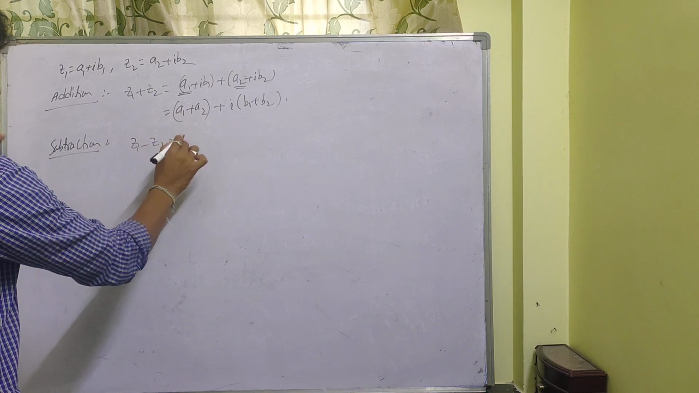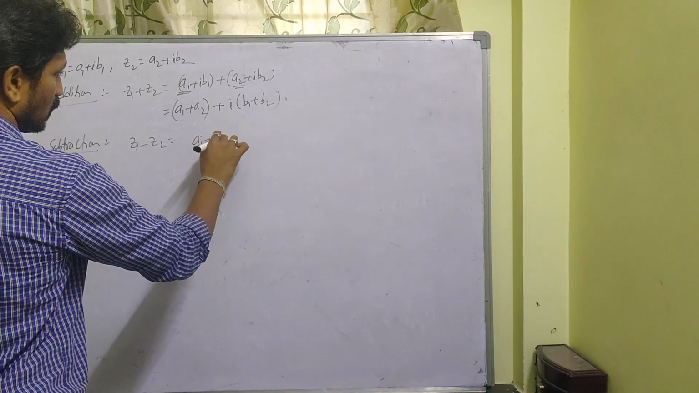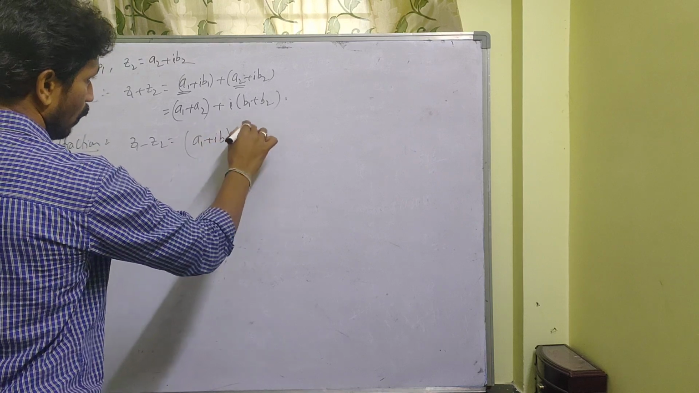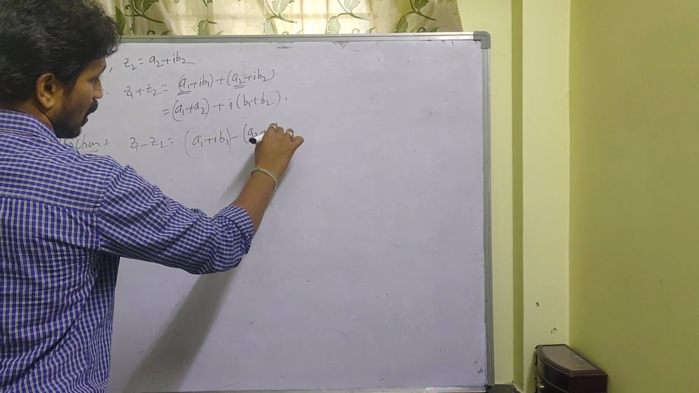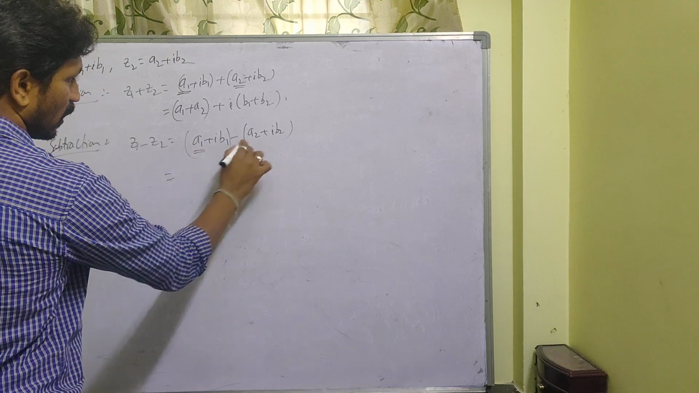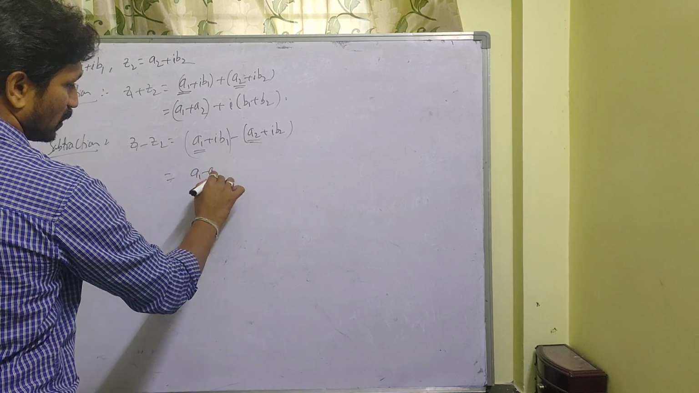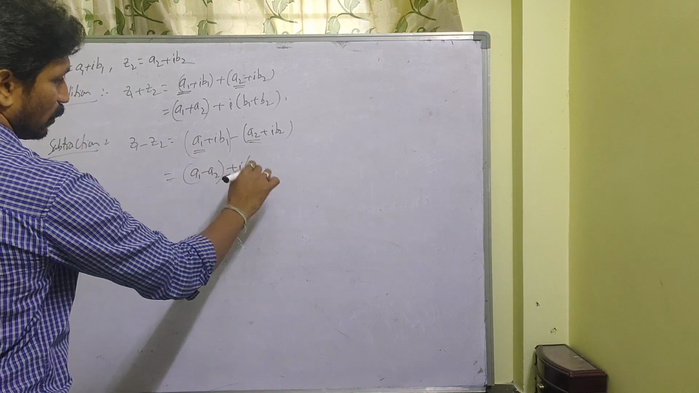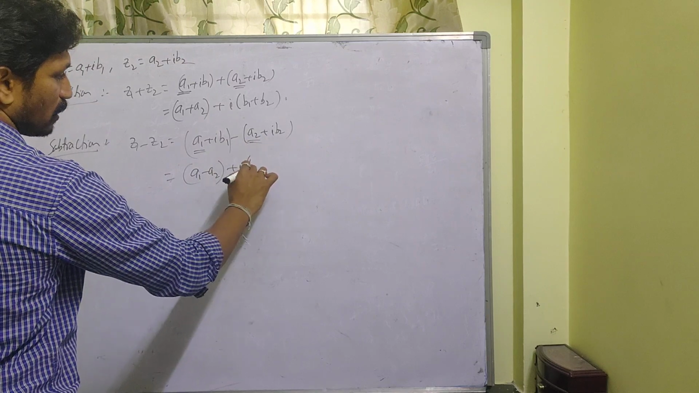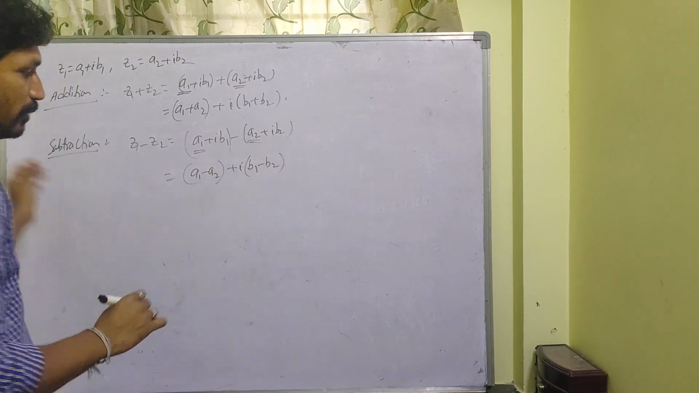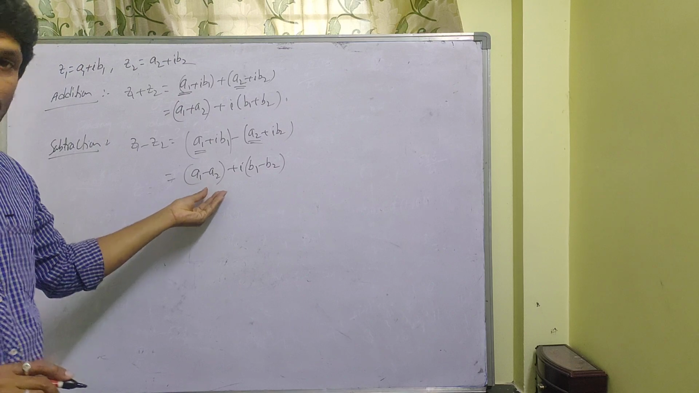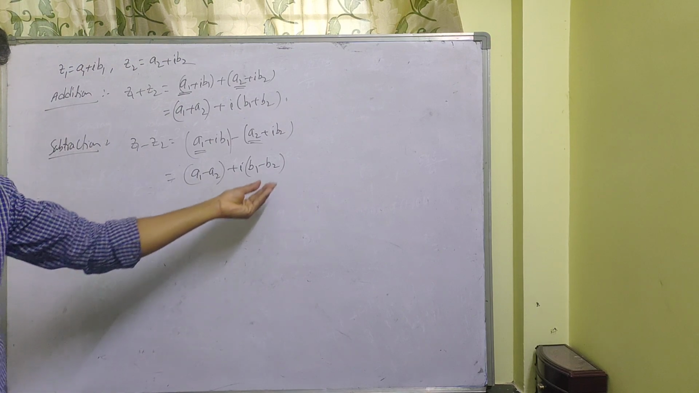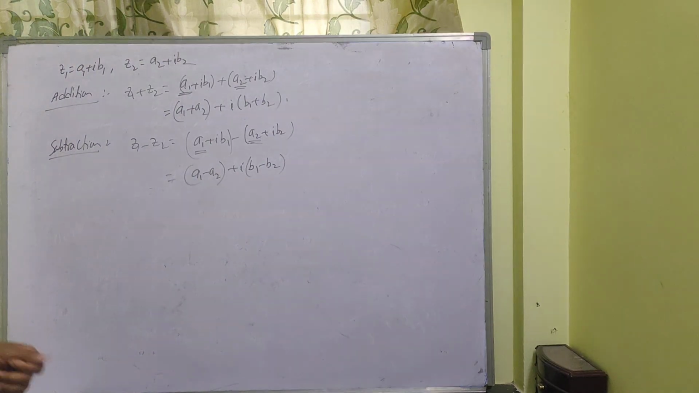Z1 minus Z2 is (A1 + iB1) minus (A2 + iB2). Write the real part separately, that is A1 minus A2, plus i into, write the imaginary part separately, i common, B1 minus B2. In Z1 minus Z2, the real part is A1 minus A2 and the imaginary part is B1 minus B2.